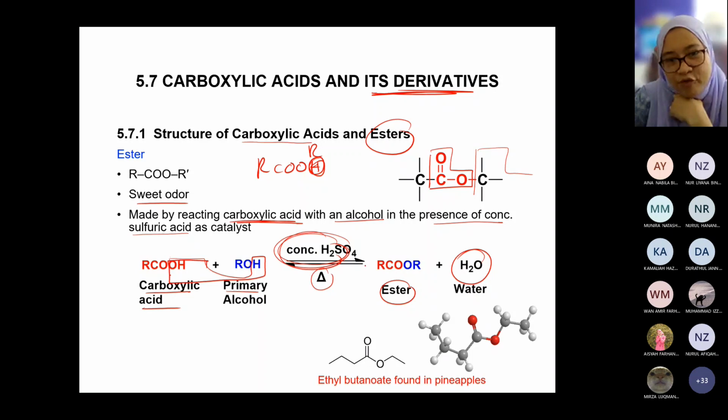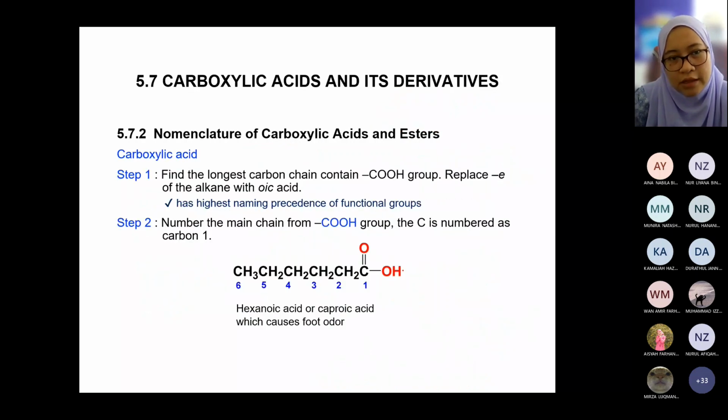Okay, so we get this O coming from the acid, and then this other O is coming from the alcohol. Okay. So naming of carboxylic acid, very simple. It is more or less like aldehyde. So you have to add oic acid at the last name of the carbon, the last name of the chain.